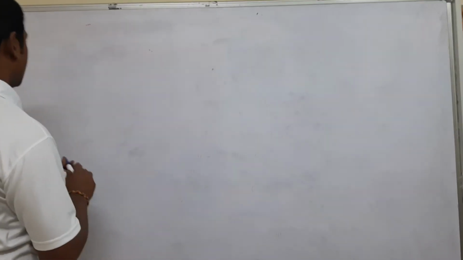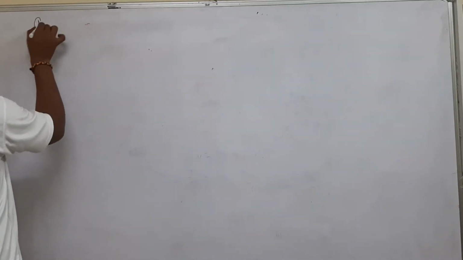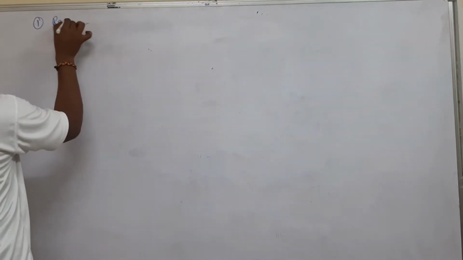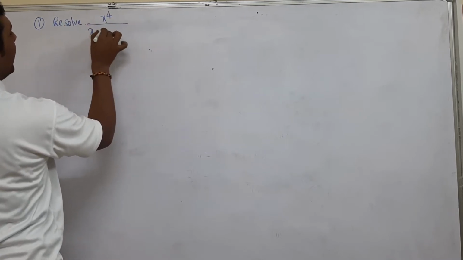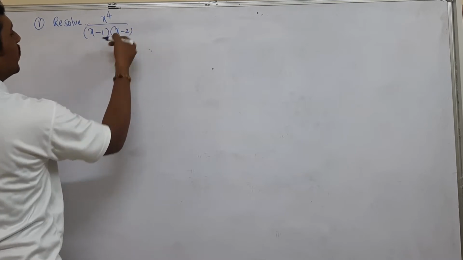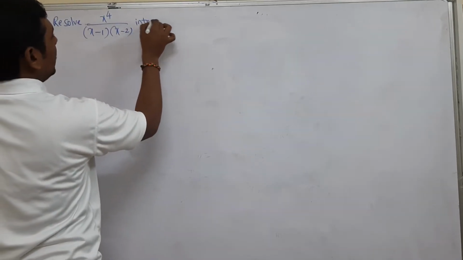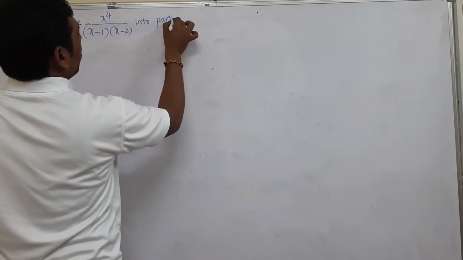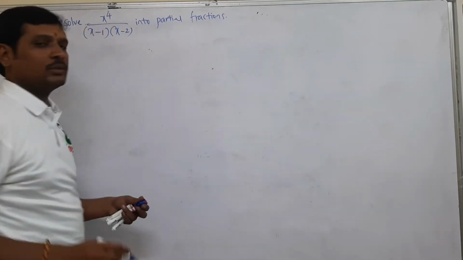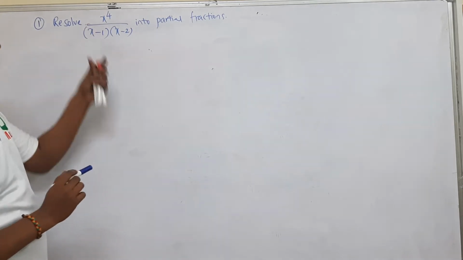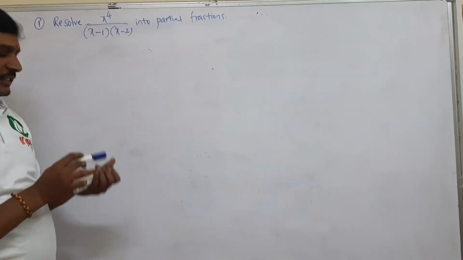Right. The question is, resolve x power 4 by x minus 1 into x minus 2 into partial fractions. So this is a question, right? It's asking to find partial fractions of this.